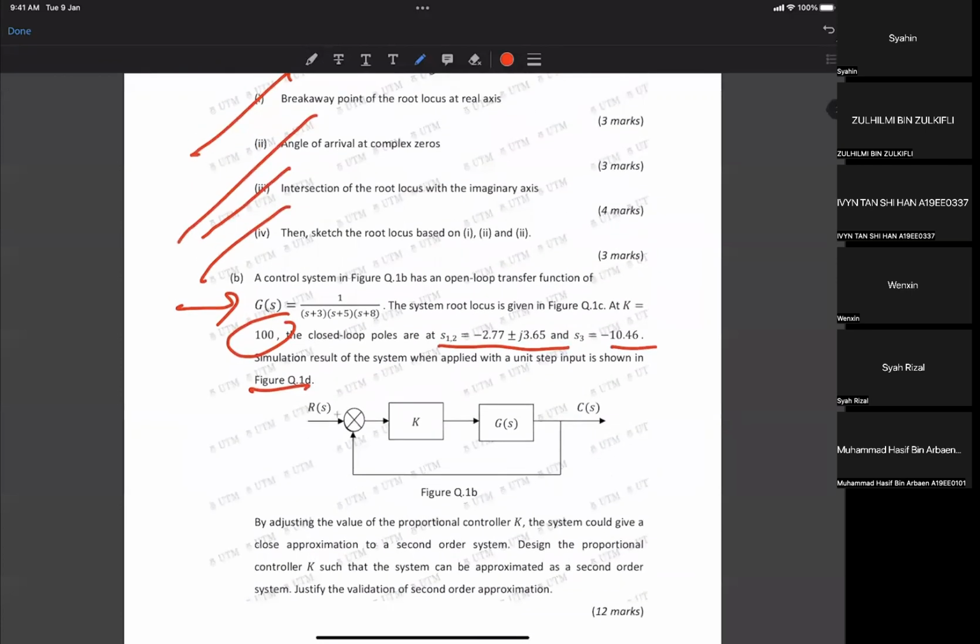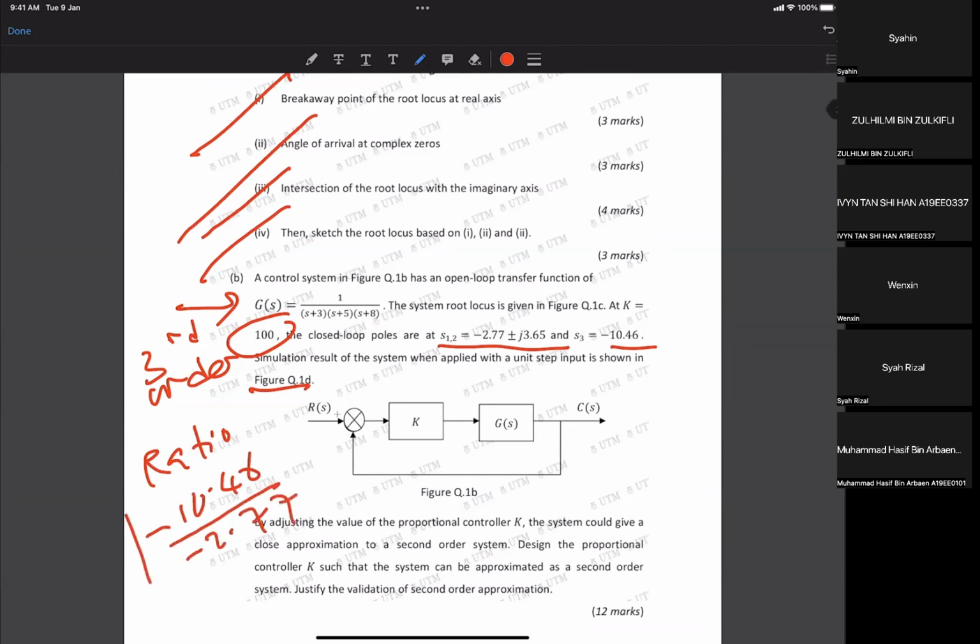Okay, this one is third order, but the behavior of the system is second order, meaning that it is a second order approximation where the third pole can be ignored. So the ratio of minus 10.6 to minus 2.77 magnitude. What is this ratio?